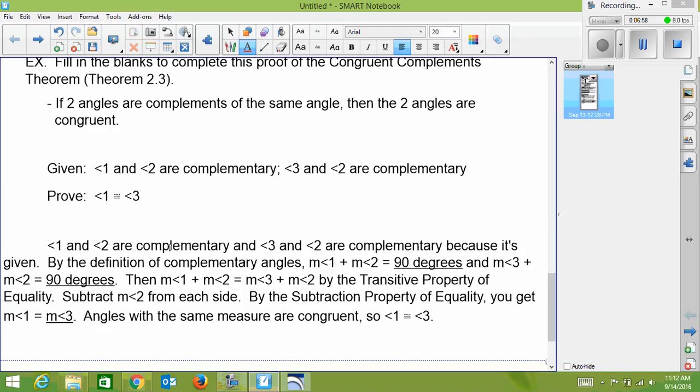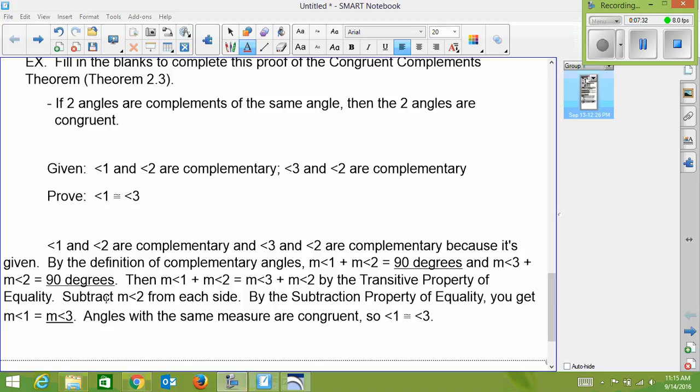So angle 1 and 2 are complementary, and angle 3 and 2 are complementary because it's given. So that's right here. That's our given statement. By the definition of complementary angles, the measure of angle 1 and the measure of angle 2 equals 90 degrees. That's what complementary means. And the measure of angle 3 and angle 2 also equal 90 degrees. So the measure of angle 1 plus the measure of angle 2 would equal the measure of angle 3 and the measure of angle 2 added together. How do you know that? By the transitive property of equality.